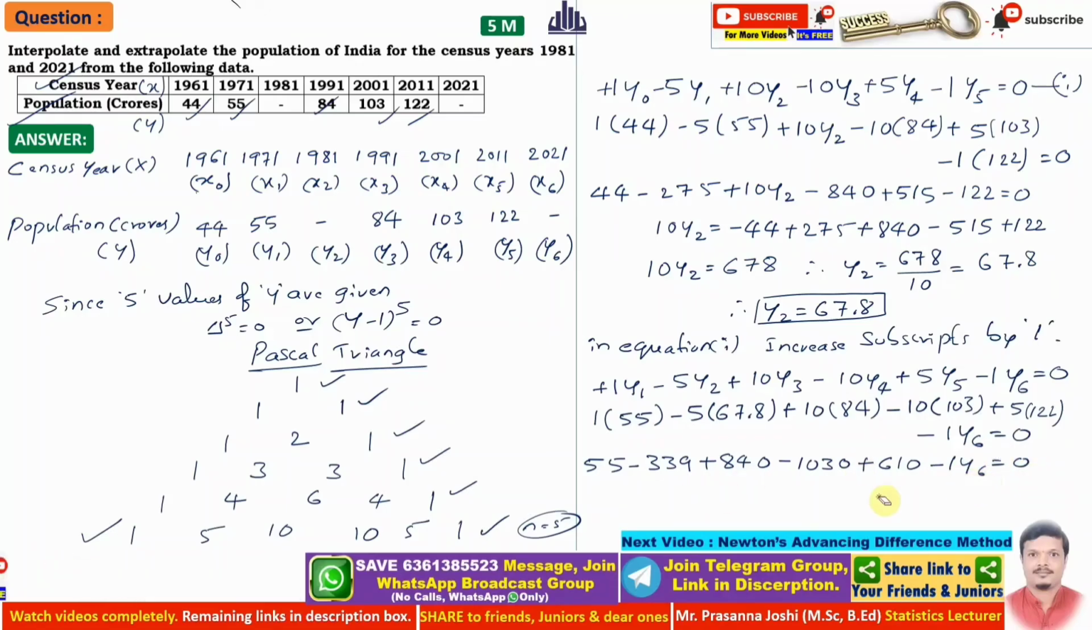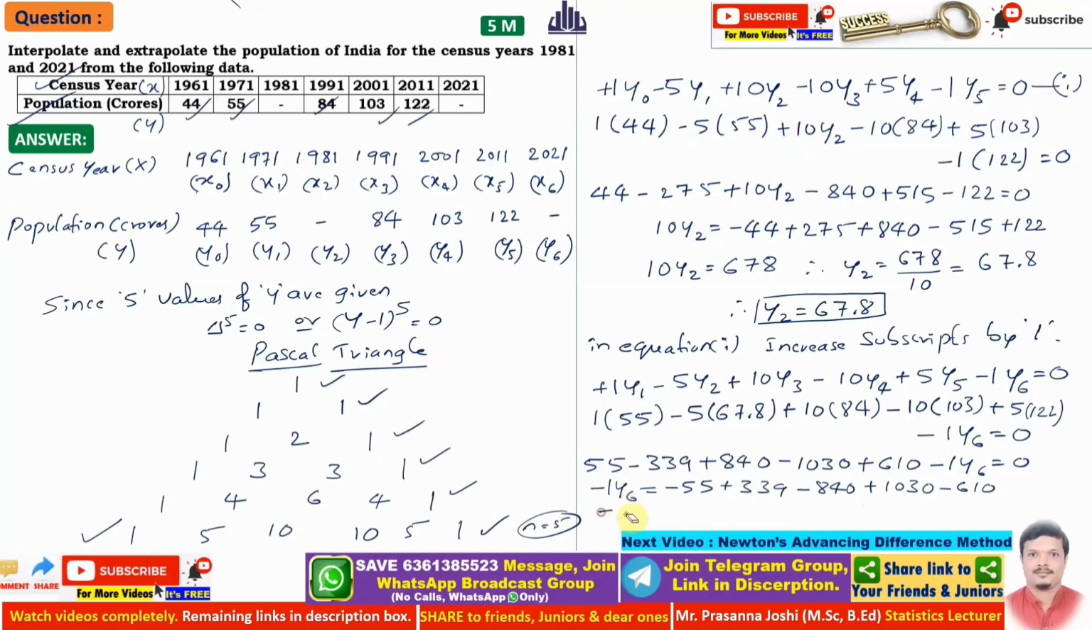This minus 1 y6, let me have on the left hand side only. The remaining values let me transfer to the right hand side. They will change their sign if I transfer them towards the right hand side. Now this minus 1 y6 as it is, 1 y6 let me write as y6.